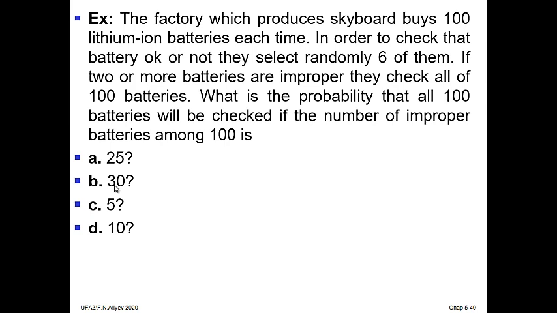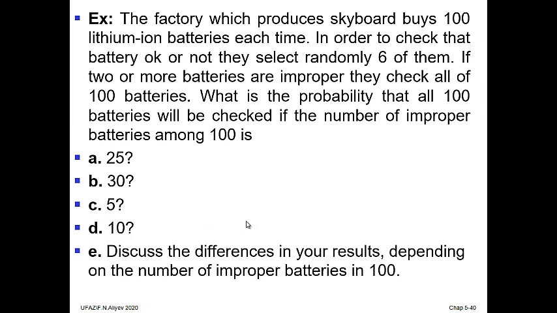For the other cases, similarly, you just change the value of A. A is 30 in this case. In this case, A is 5, and here 10. Discuss the difference in your result depending on the number of improper batteries in 100. We will understand after calculation, okay? What will happen if the number of improper batteries in this population is 30 or 5 or 10 or 25. Let's look at the solution.